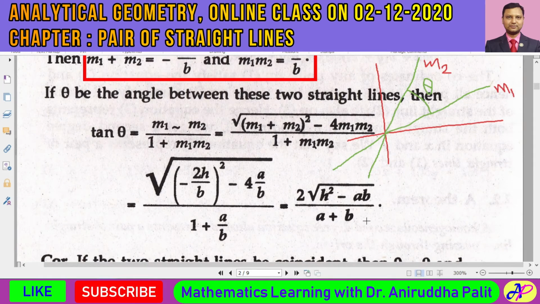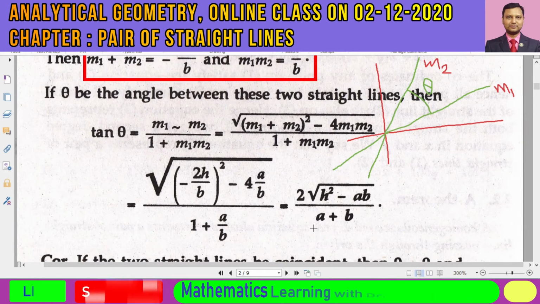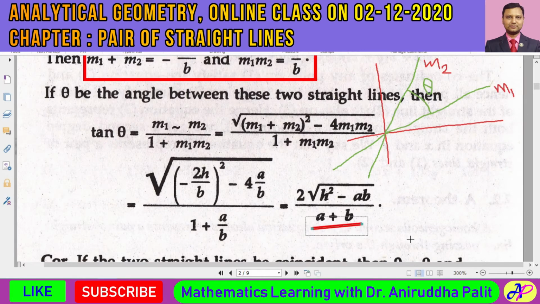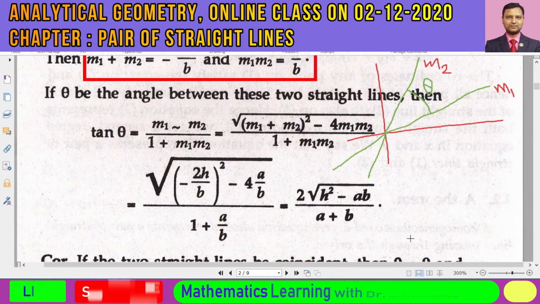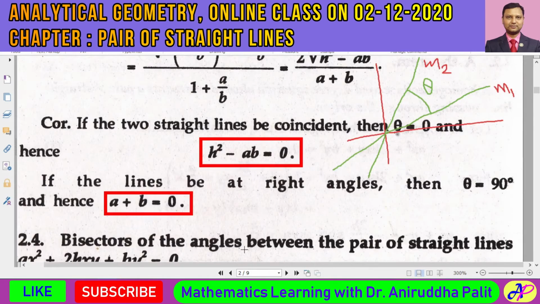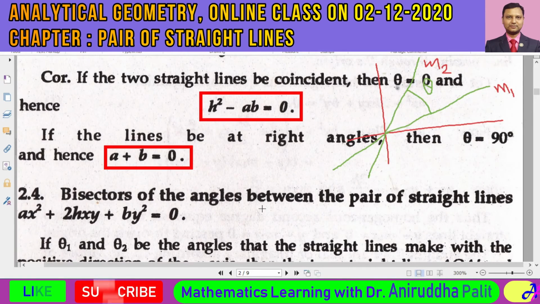This would be an undefined quantity only when this quantity A plus B becomes equal to 0. Got it? So this is the condition under which these two straight lines form a right angle, or they are orthogonal to each other, or perpendicular to each other. So this is the condition, A plus B is equal to 0, under which these two straight lines become perpendicular to each other. Now is it clear to everybody? Is it clear to everyone?